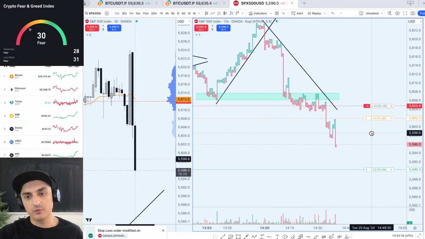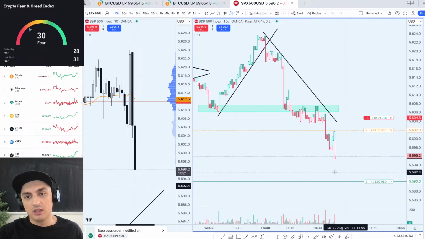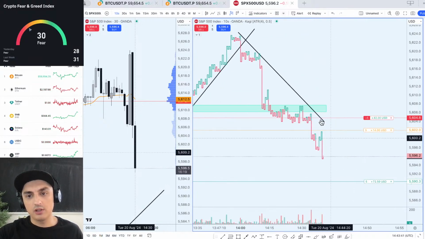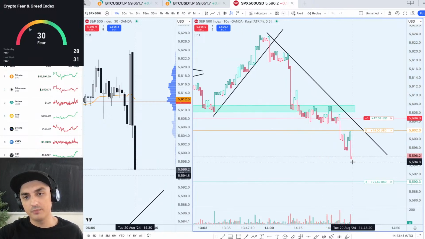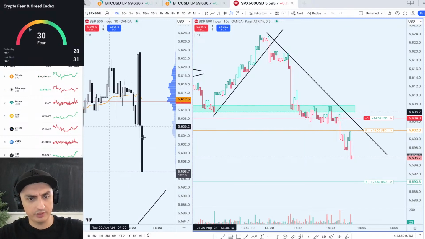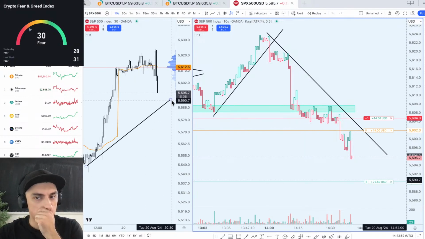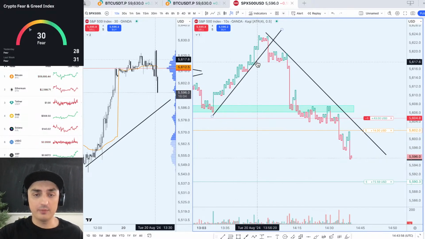I'm still looking for 55.90s. Let's see if it can actually get there. It's really small profits over here. I don't want to increase position because I'm not really sure, especially what we saw today in both markets, in both Bitcoin and S&P.